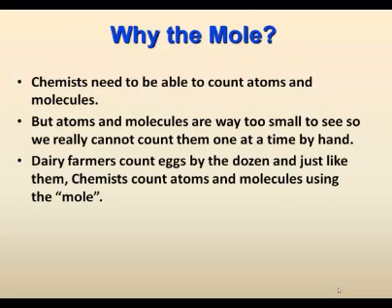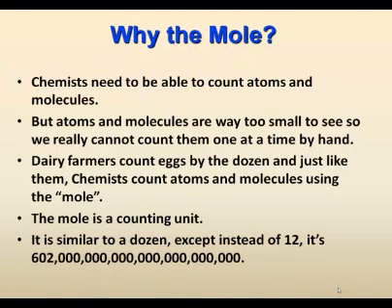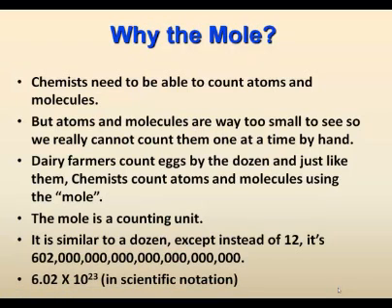You know, dairy farmers count eggs by the dozen, and other industries have other counting numbers, and chemists have their own. It's something we call the mole. The mole is a counting unit, in other words. It's a really big number, 6.02, and all those zeros, which in scientific notation is 6.02 times 10 to the 23. We don't really use it that often, we just need to know that in every case the mole is the same number.